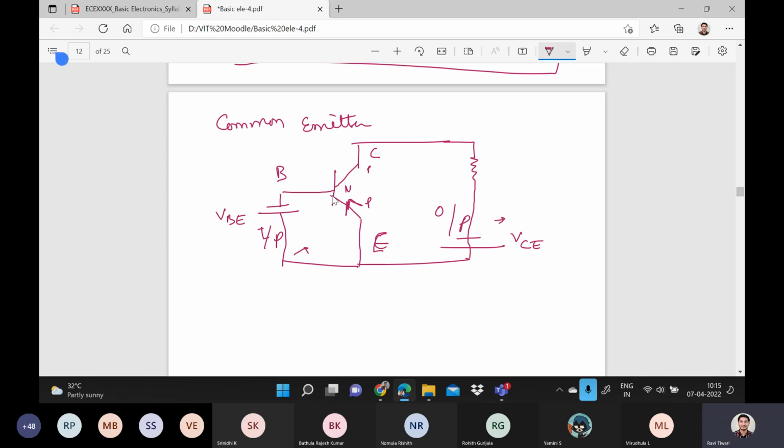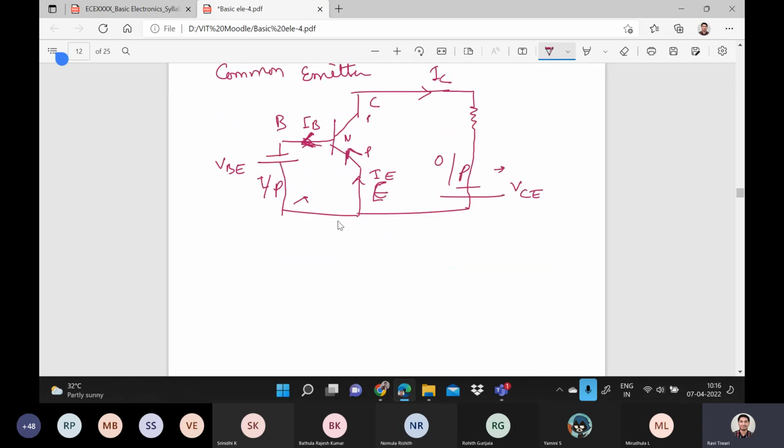Now, as you can see here, the current IB is coming. Here the direction will be because of the holes. So the current is coming like this. This is IB, and this is IE, and this is IC. You can check with the flow of electrons and holes how the current is moving.